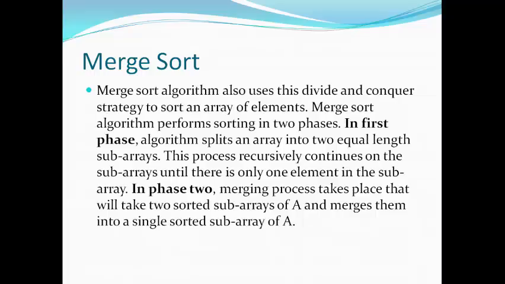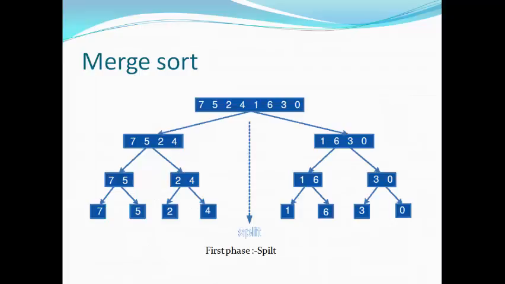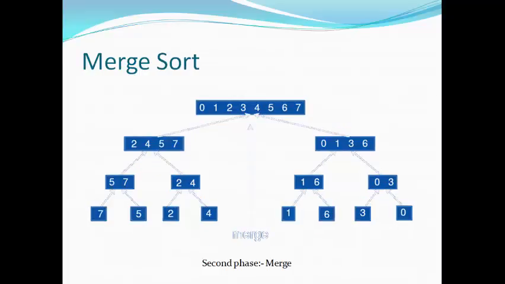In phase 2, the merging process takes place, and that will take two sorted subarrays of A and merge them into a single sorted subarray of A. Here's the algorithm for merge sort. That's the first phase, the split phase, and that is the merge phase.